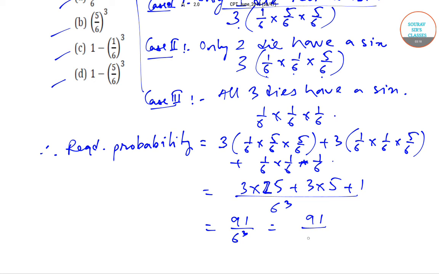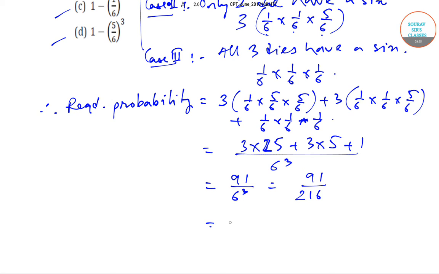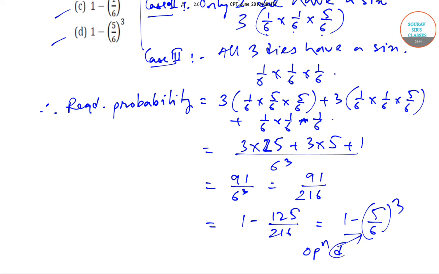And 6 cube is basically 36 into 6, we have 216. So we can write this down as, if we break it down, 1 minus 125 by 216. So this will be basically 1 minus 5 by 6 whole cube, which is nothing but option D. So option D over here is the correct option.